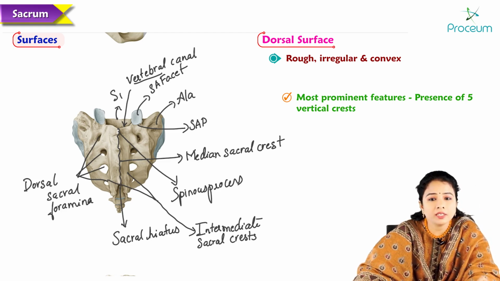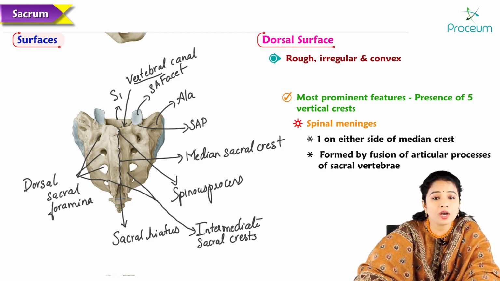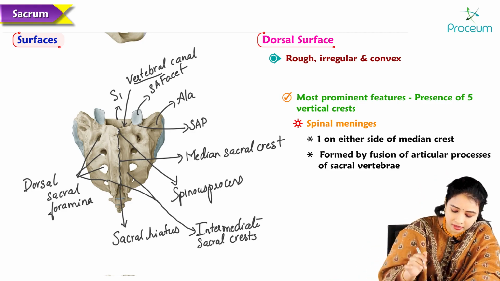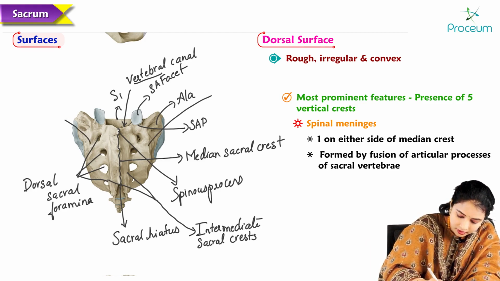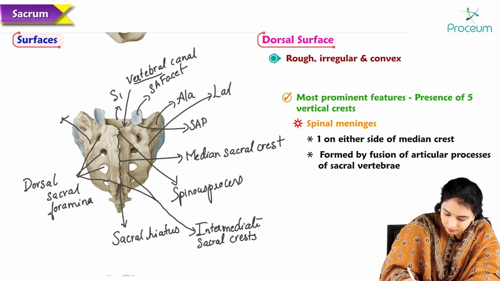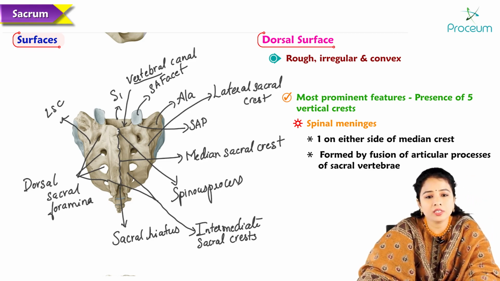These intermediate sacral crests, which are present on either side of the median crest, are formed by the fusion of articular processes of the sacral vertebrae. So all the superior and inferior articular processes join to form the intermediate sacral crest. And there are 2 lateral sacral crests. Here is one and this side is one. So this is the lateral sacral crest on each side.